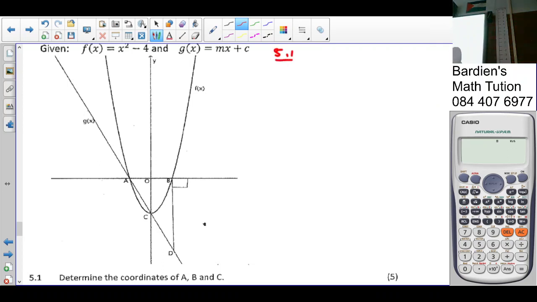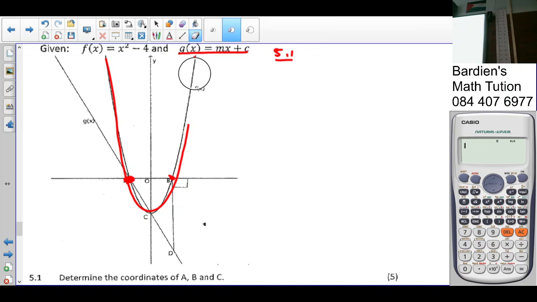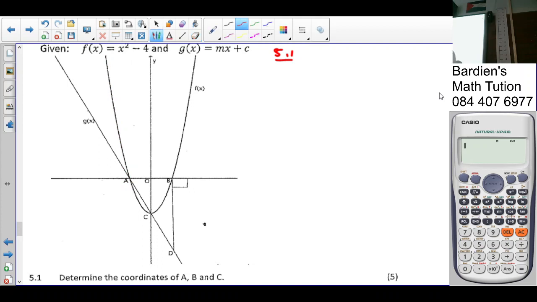So question 5.1, determine the coordinates of A, B. What is A? What is B? The x-intercepts of the parabola. I could have gone with the straight line. However, the straight line would only give you A, since we don't have the equation of that, so it's not going to help us either. So I must use the equation of the parabola. C is what? The turning point. Also the y-intercept. Not so.